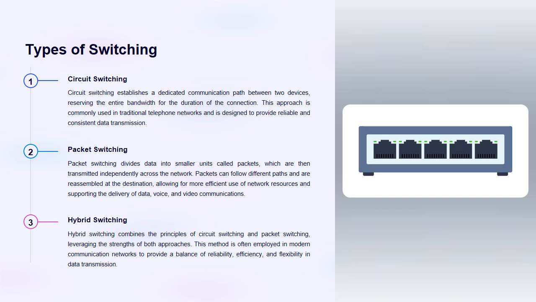Circuit switching establishes a dedicated communication path between two devices, reserving the entire bandwidth for the duration of the connection. This approach is commonly used in traditional telephone networks and is designed to provide reliable and consistent data transmission.